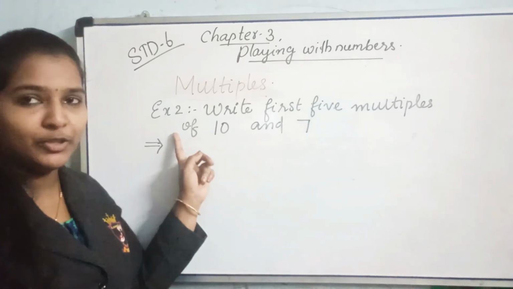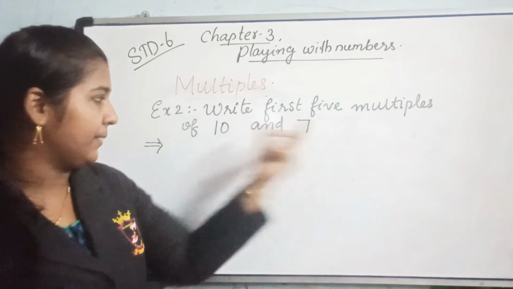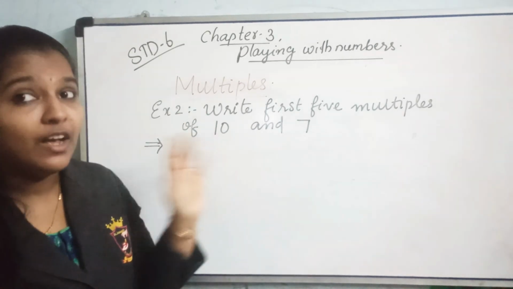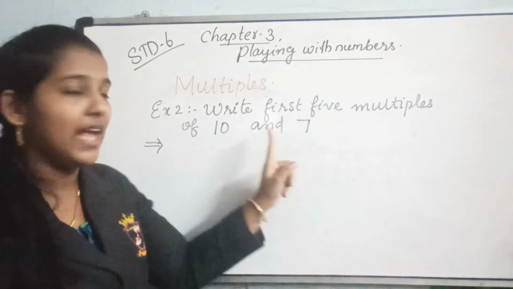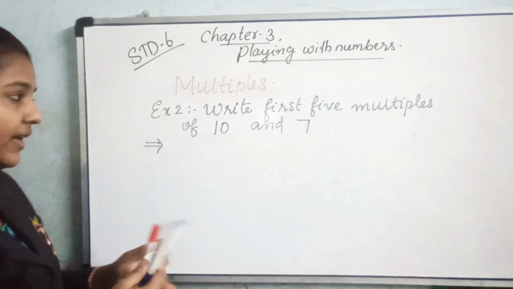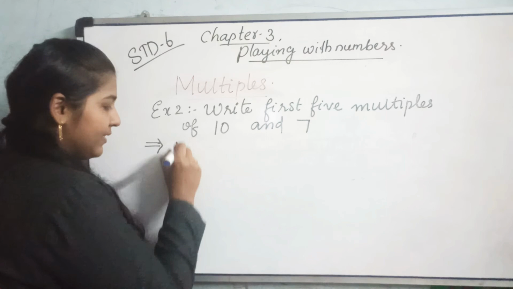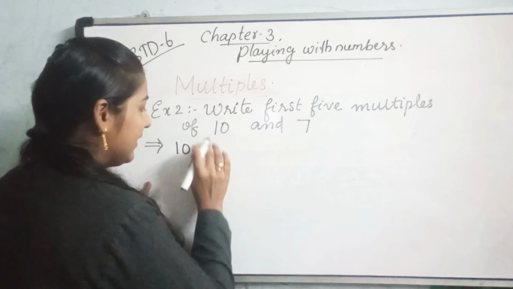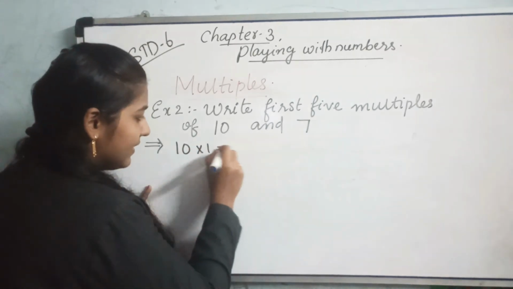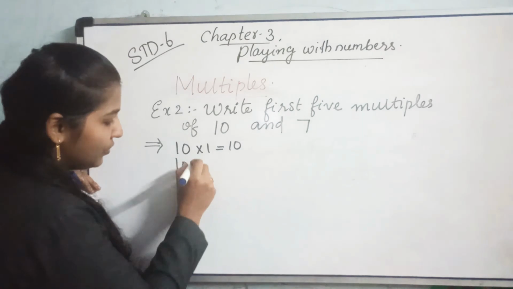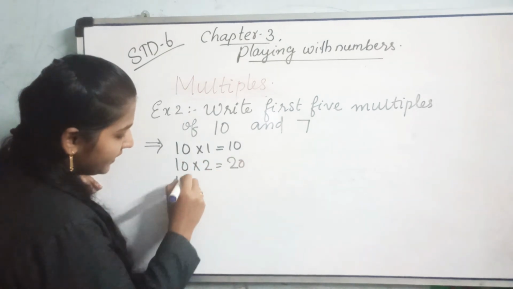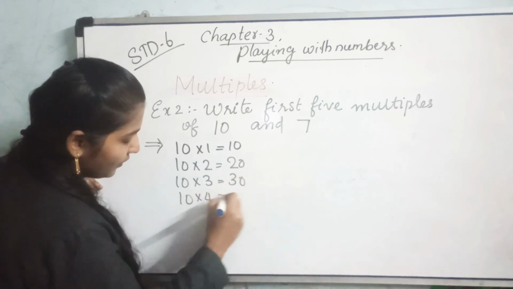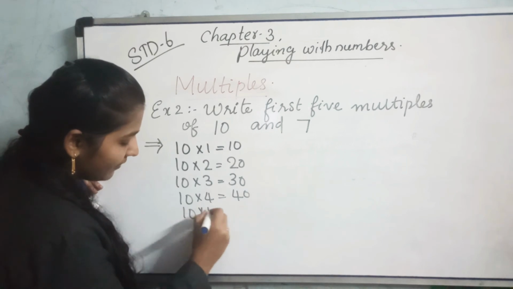Children, here is example 2. Write the first 5 multiples of 10 and 7. In this question, you have to write the first 5 multiples of 10 and 7. First I will take the number 10. Multiples of 10: first I multiply 10 with 1, that is 10 into 1 is equal to 10. 10 into 2 is equal to 20. 10 into 3, 30. 10 into 4, 40, then 10 into 5, 50.